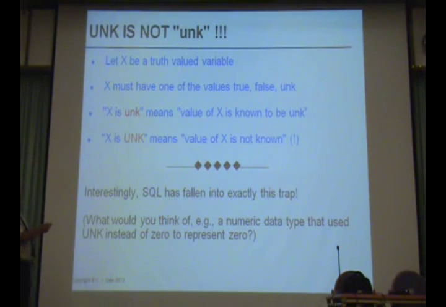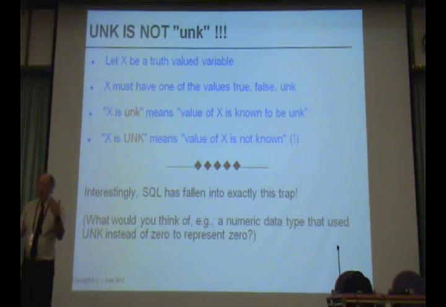You see, if X is a truth value variable, X has to have one of the values true, false, or unk lowercase. If I say in natural language, X is unk lowercase, I mean the value of X is known to be the third truth value. But if I say X is UNK uppercase, I mean I don't know what the value of X is. They're not the same. And SQL has fallen into that trap. SQL tries to support three-value logic, but it doesn't have the third truth value. It uses null instead of the third truth value. That is exactly as bad as using null instead of zero to represent zero with numbers. It's exactly as bad.